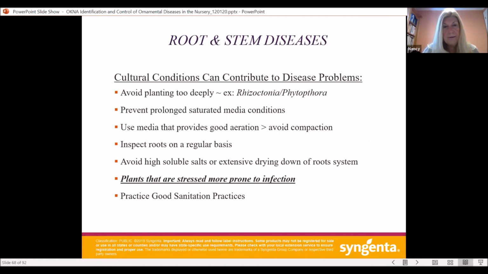So again, avoid planting too deeply. That can create problems. Avoid prolonged saturated media, particularly if you're getting flooding in the field. I know this happens quite a bit. Try to also watch your soluble salt level, because this can cause root tips to be injured.